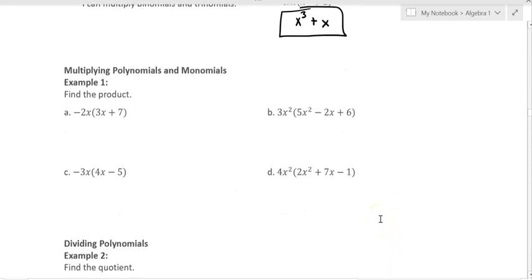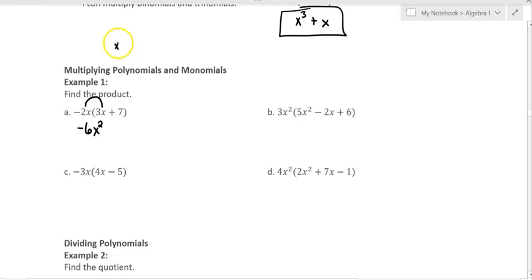All right, so multiplying polynomials and monomials. We won't necessarily do all of these, all right? I've got lots of extra practice here that I'm not sure we need. So we're just going to distribute on this first one the -2x in. So you're going to take -2x times 3x. So first, -2 times 3 is -6. X times x is x squared.